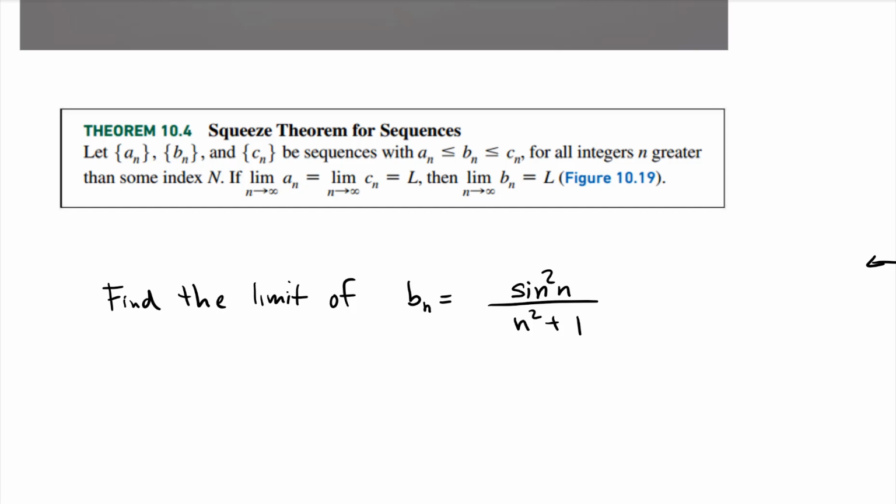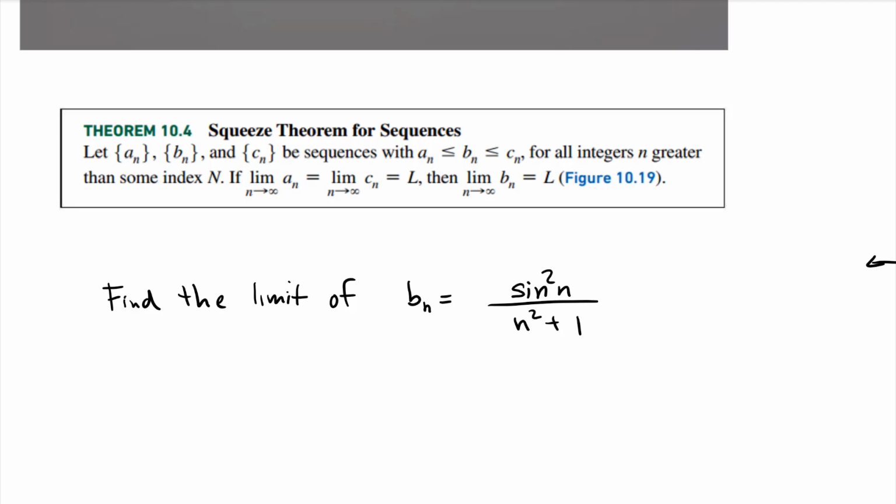a sub n being less than or equal to b sub n less than or equal to c sub n. Sorry, I wrote b sub n being the smallest, for all integers n greater than some index big N. Lots of words, huh? But did you catch it? We got something bigger, smaller, something in the middle. They're all going to the same limit. It's the squeeze theorem.